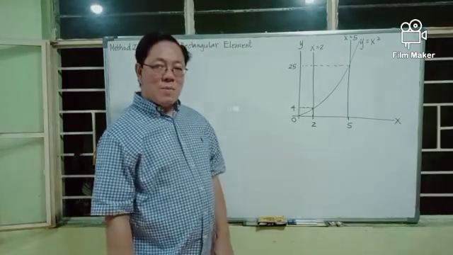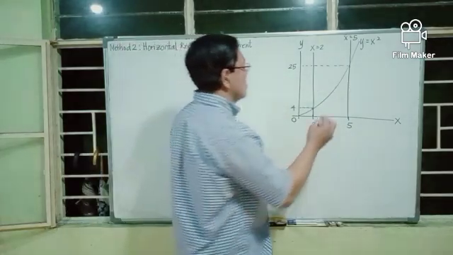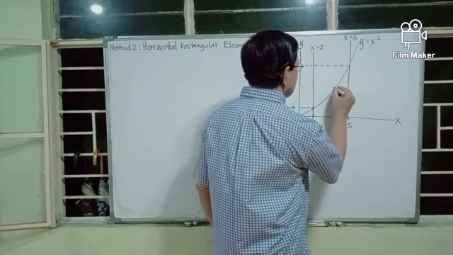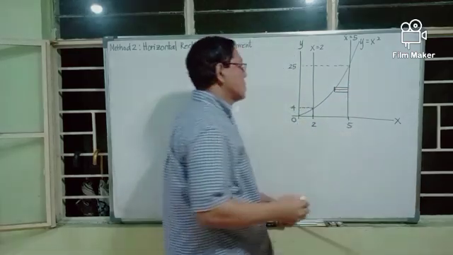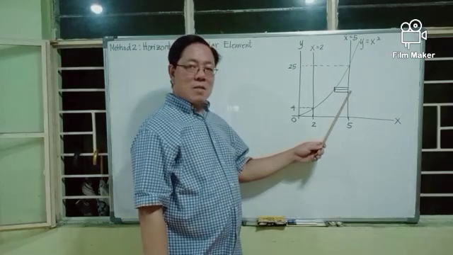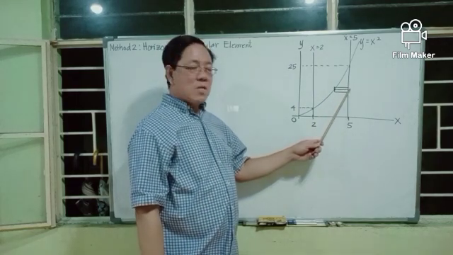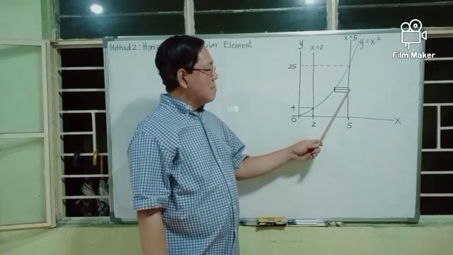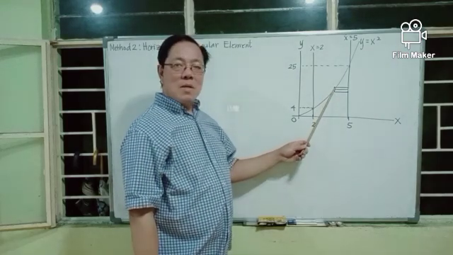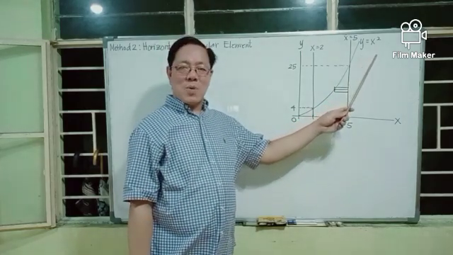Now, if you draw a rectangular element at this part of the area, you can see that the bases of the rectangle have points on this line x equals 5, and this point on the rectangle is a point on the parabola y equals x squared.